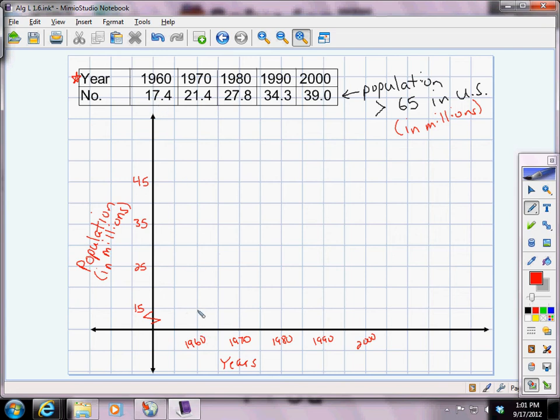Here's 1960, 17.4. Oh, this is 20, so about in here. In 1970, 21.4 would be about in here. 1980, 27.8. Oops, I should move that down a little bit. 1990, we had 34.3. And in 2000, it was at 39.